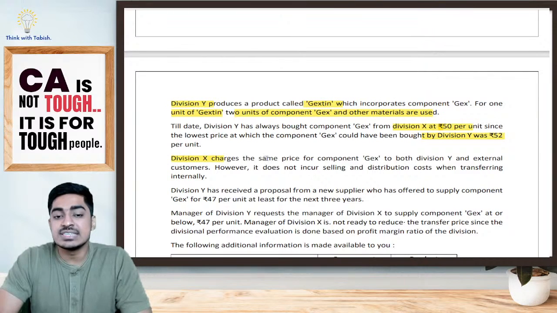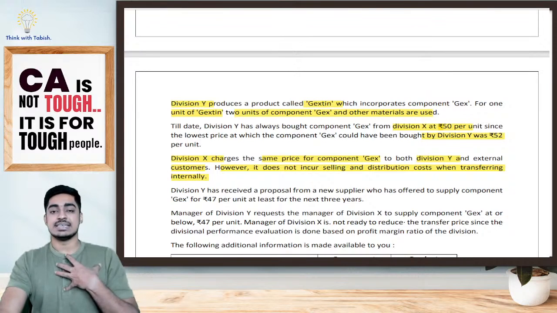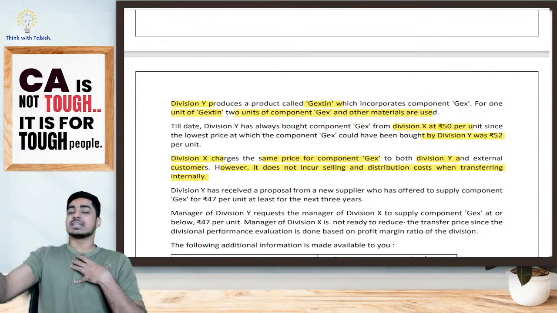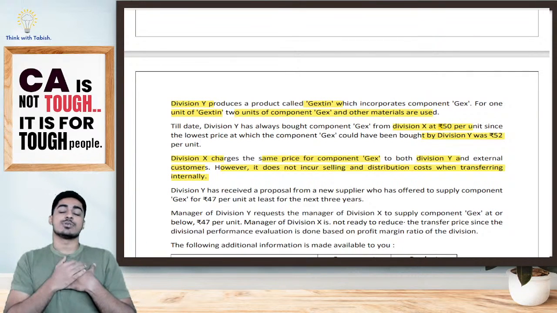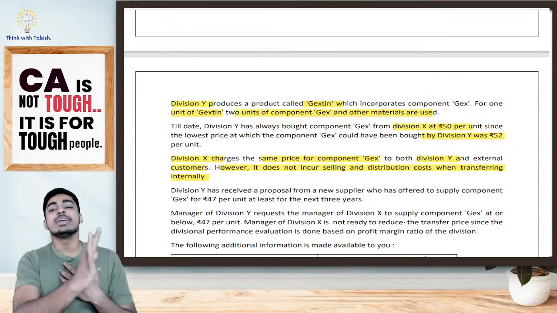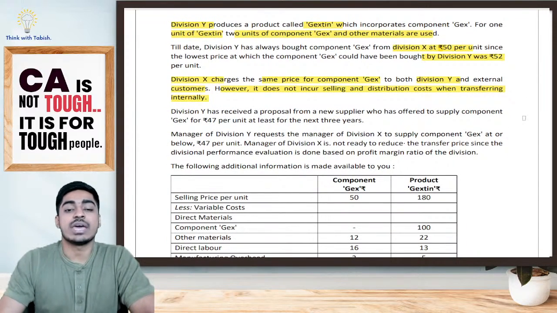Division X charges the same price for component JEX to both Division Y and external customers. However, it does not incur selling and distribution cost when transferring internally. What is the company telling? Division X is charging 50 rupees to the external customer and the internal customer also. But selling and distribution cost will be incurred for the external customer, while for the internal customer it will not be incurred. This is one point. Now what happened?